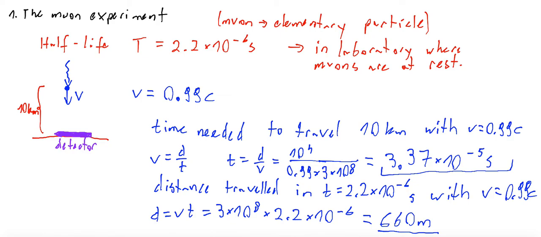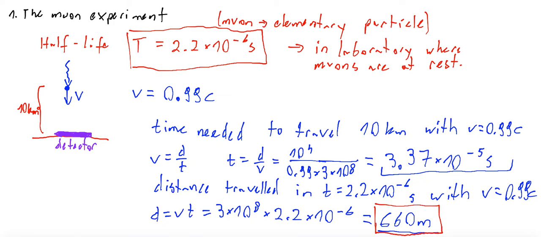Okay, so normally, by using standard classical mechanics, if a muon, a particle, has a half-life of 2.2 times 10 to the power of minus 6 seconds, then on average this muon should travel only 660 meters, so it should not be detected at the surface of the Earth, because to be detected, it should travel 10 kilometers, not 660 meters. This is around 15 times less. Okay? So classical mechanics doesn't work with this example.